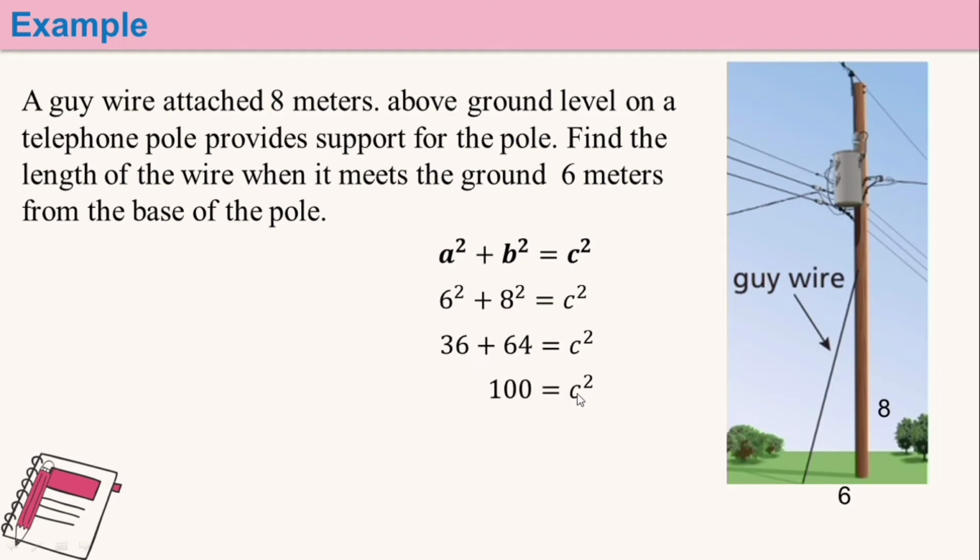Now c squared equals 100. I just want the side c, so your last step every time is going to be to square root both sides. So the square root of c squared is c, and then the square root of 100 is 10. So the length of the wire is 10 meters. That makes sense because this is the longest side and this is the biggest number out of all the sides.